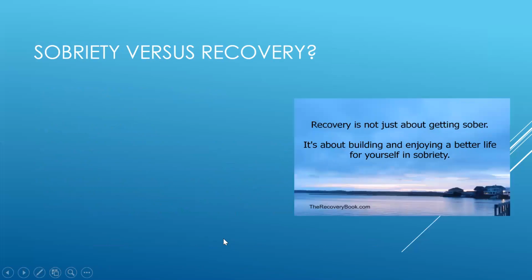Sobriety versus recovery. This is something that I talk about quite a bit with a lot of my clients, and also with a lot of the family members and loved ones of my clients who sometimes come in to do family work with me. So what do people think is the big difference between sobriety and recovery? Again, I'm just going to give people a second or two to go into the chat box.